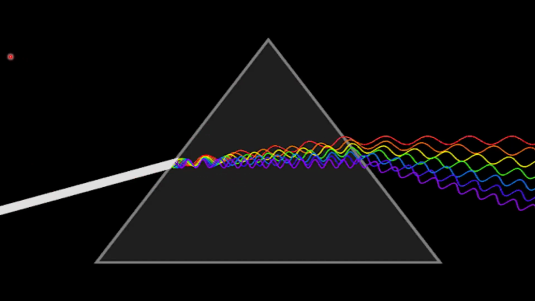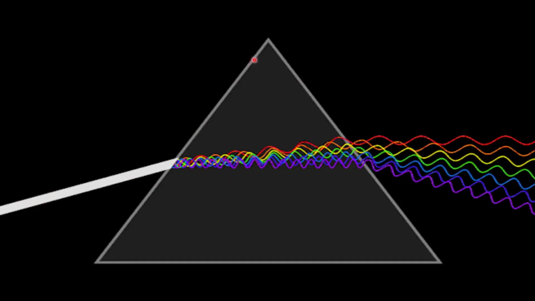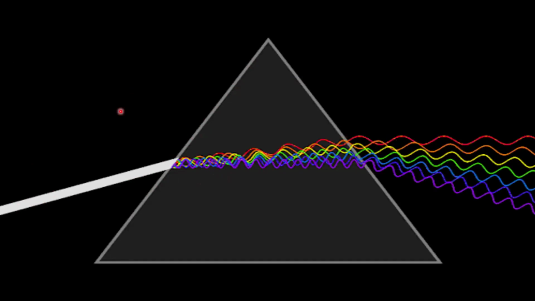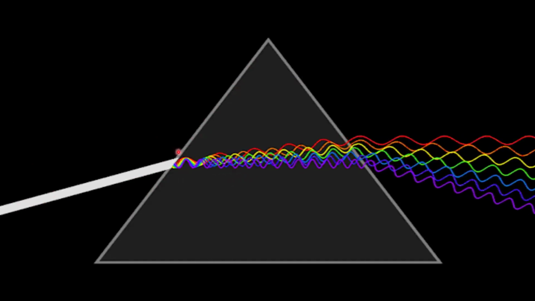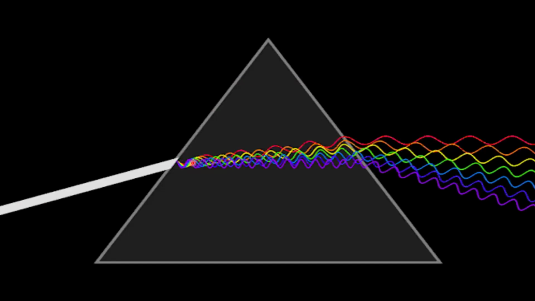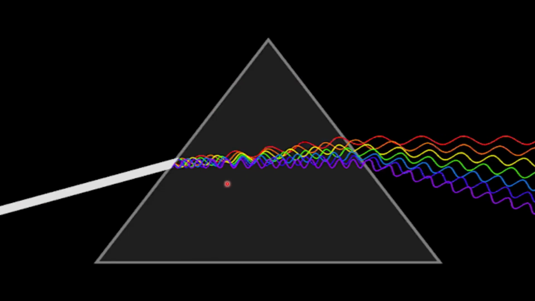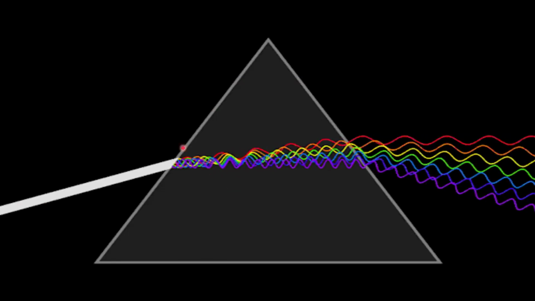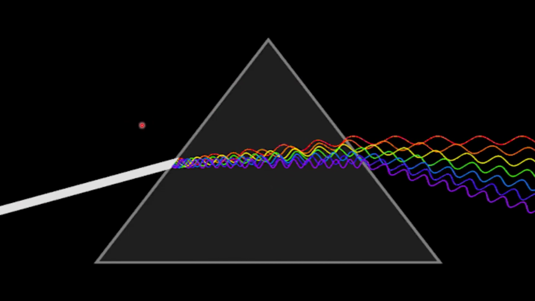If the light beam was hitting the interface at a right angle, passing the interface, the light would still be white. The colors would not be split. It's just that the light would travel slightly slower in glass than it would travel in air.